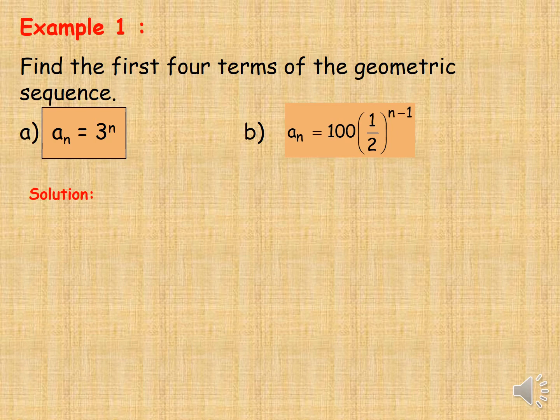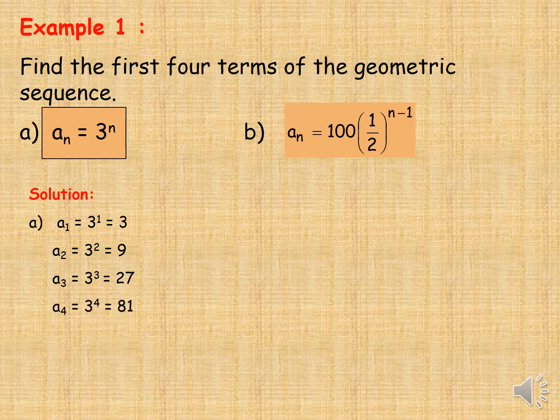Example 1. Find the first four terms of the geometric sequence. A, An equals 3 to the power n. B, An equals 100 times 1 over 2 to the power of n minus 1. Replace the n in the formula with integers from 1 to 4. A1, 3. A2, 9. A3, 27. And A4, 81. The first four terms are 3, 9, 27 and 81.